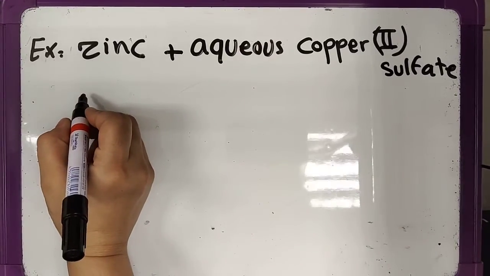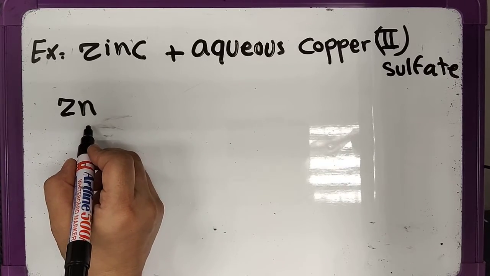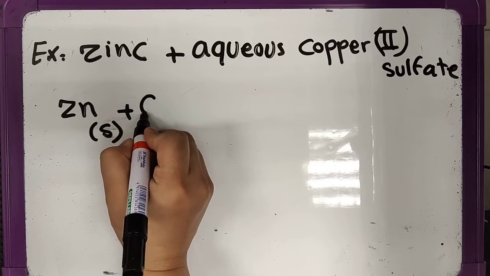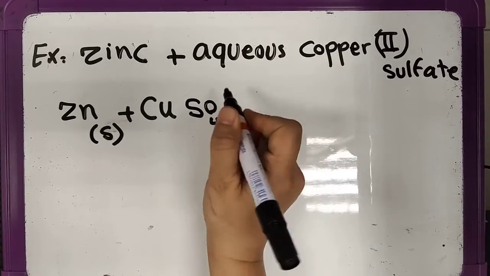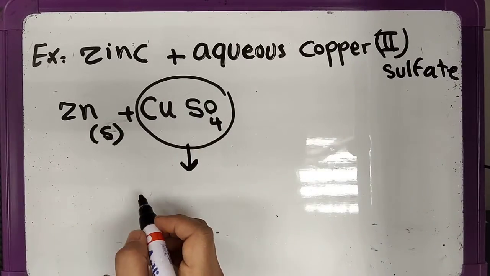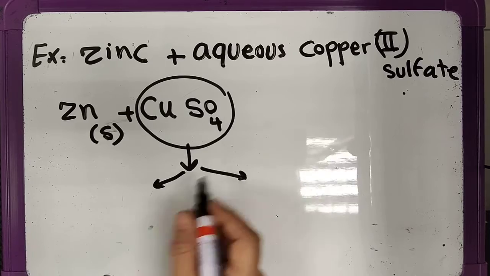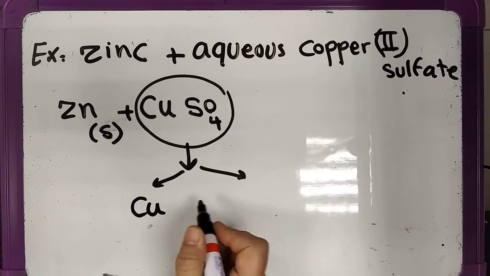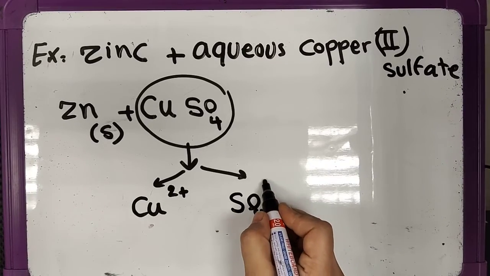For example, here we have Zn, which is zinc. The state of matter is very important. Zinc metal is in a solid state, plus copper Cu, and sulfate is SO4. I'm not sure if this formula is correct, so I want to deduce the formula of this chemical. First I should find each of the materials we have here and their formulas. The symbol for copper is Cu, the ion is Cu2+, and sulfate is SO4 2-.